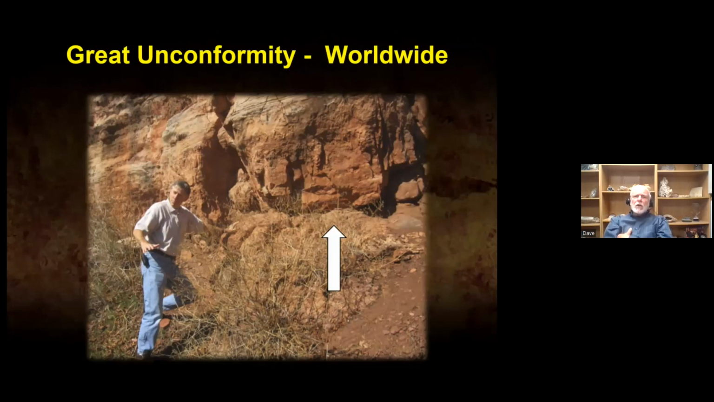Worldwide, you see what's called the Great Unconformity. In this particular spot, right near Colorado Springs, you see the Pikes Peak granite totally planed off, and then sandstone later put on top of it. That's called the Sawatch sandstone on top of the Pikes Peak granite. But that worldwide unconformity you see all over.